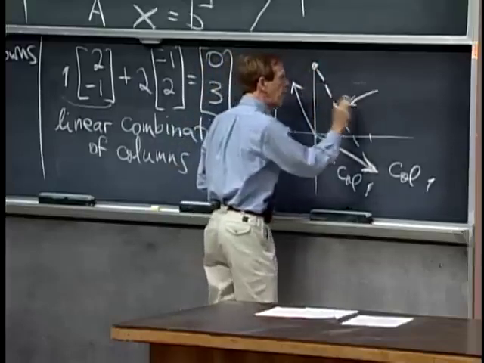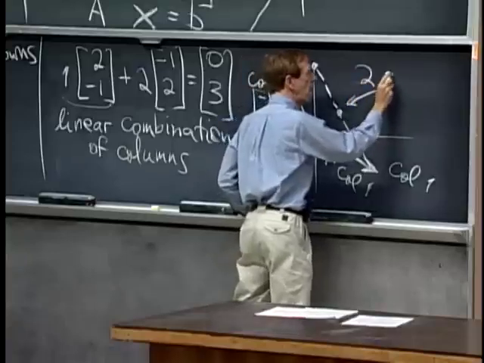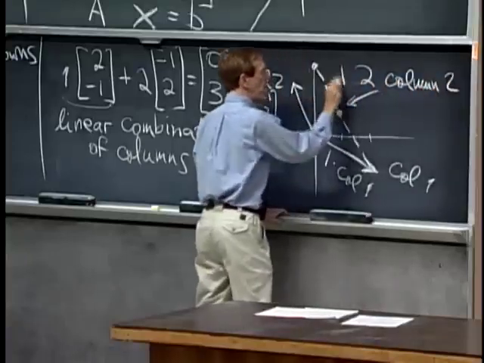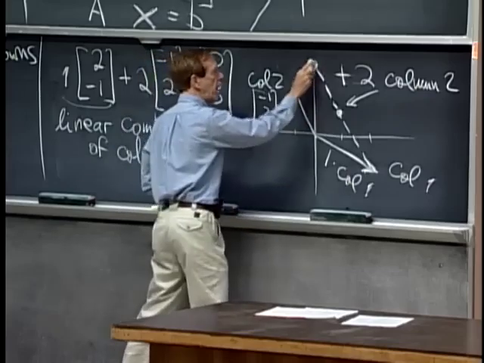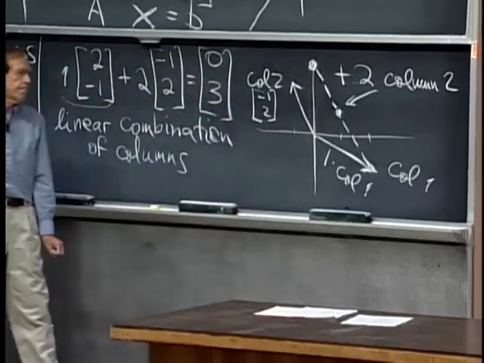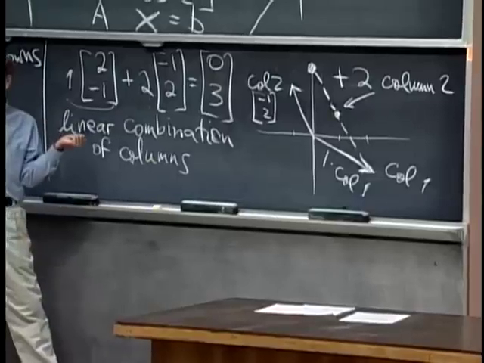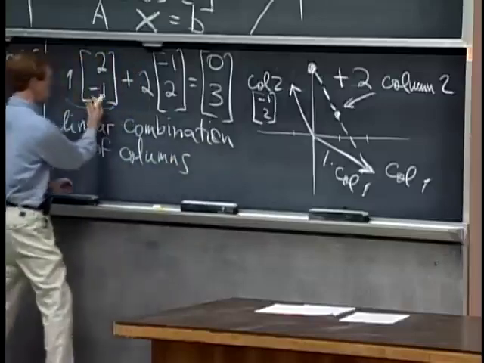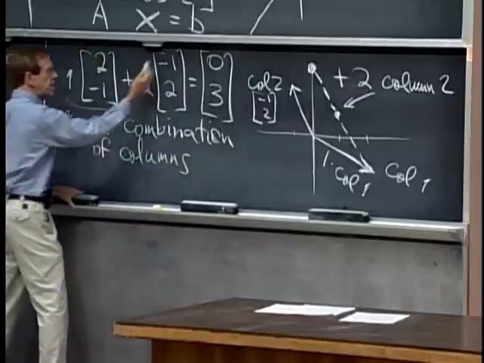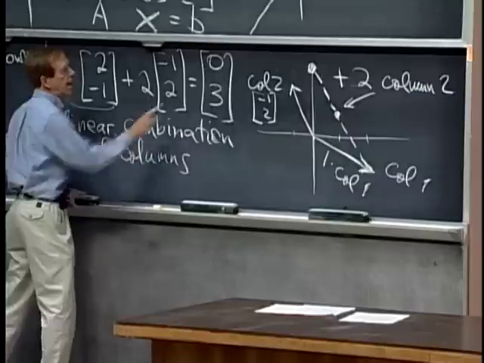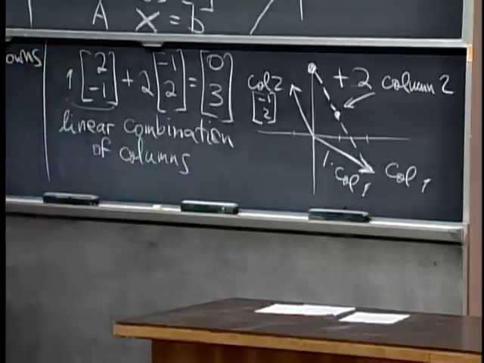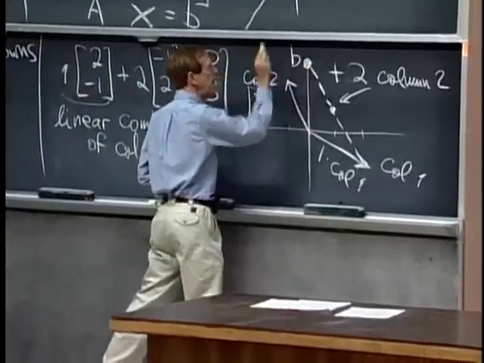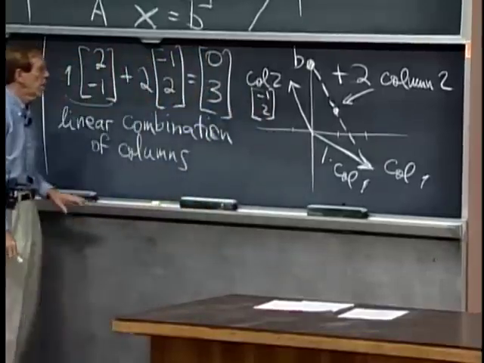So what I've put in here is 2 of column 2 added on. And where did I end up? What are the coordinates of this result? What do I get when I take 1 of this plus 2 of that? I do get that, of course. There it is. X is 0, y is 3, that's B. That's the answer we wanted.